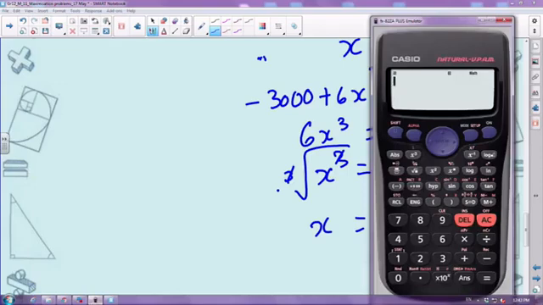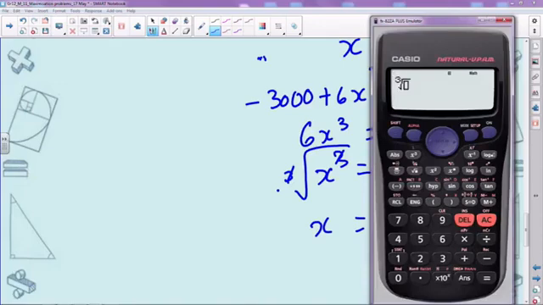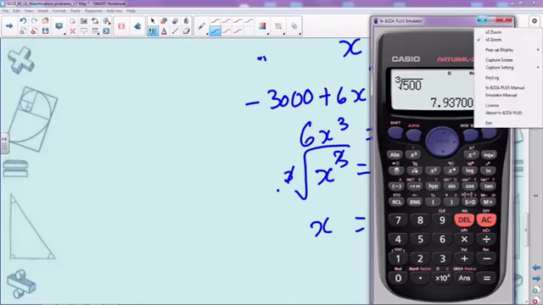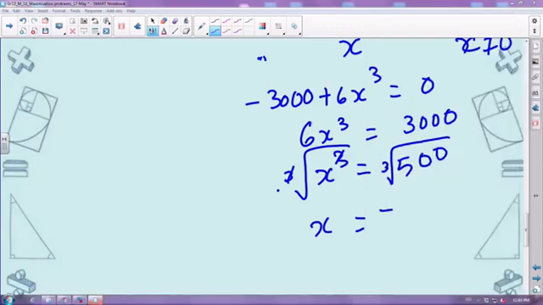So it's going to be shift cube root 500, and that gives us 7.93. Okay, so I'm going to round that off to 7.9 centimeters. So that's going to be 7.9 centimeters.